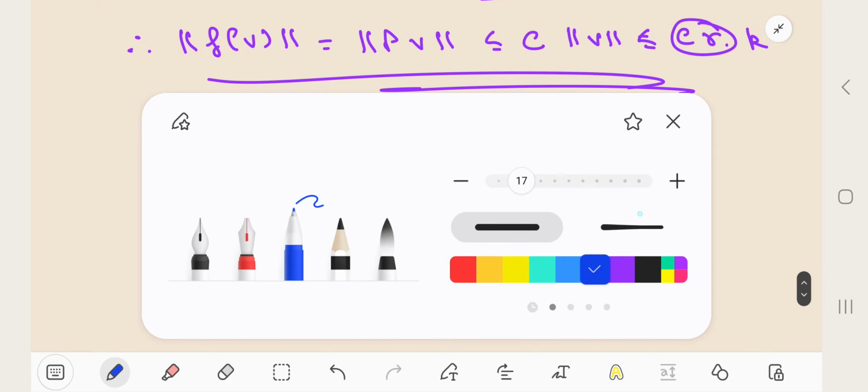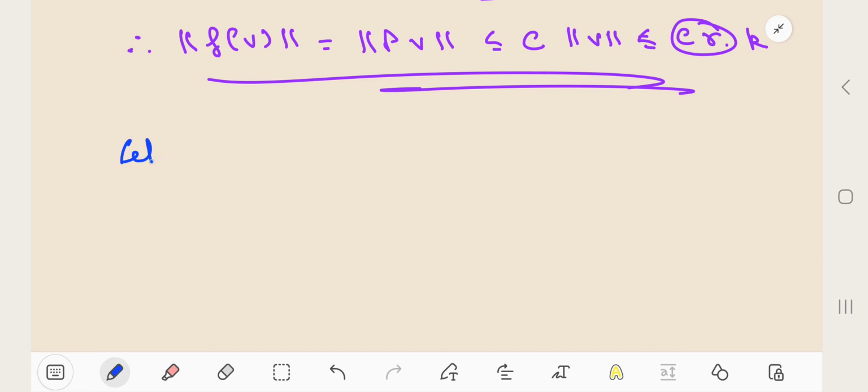So let the norm of f of v be less than or equal to K for all v in B(0, R). Clear? Because it is bounded, I can assume a bound for it, because it surely exists.